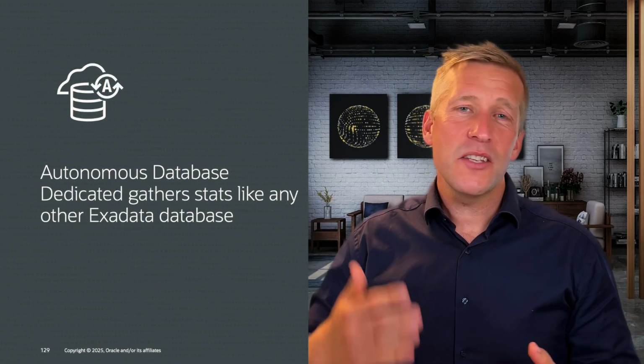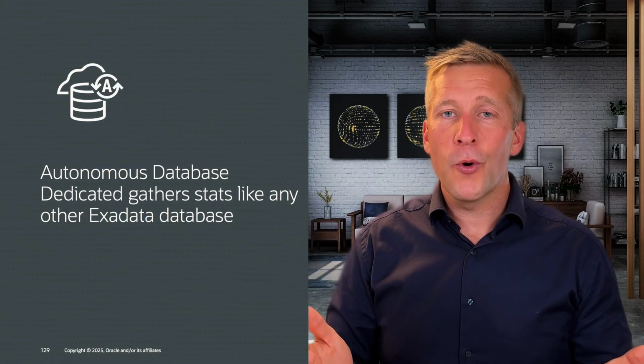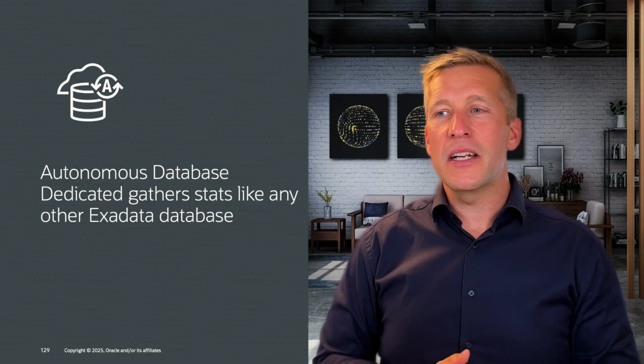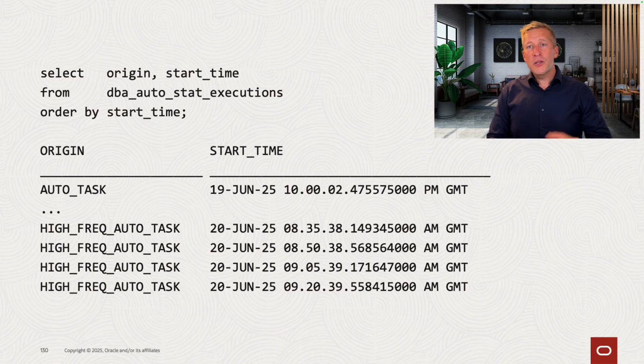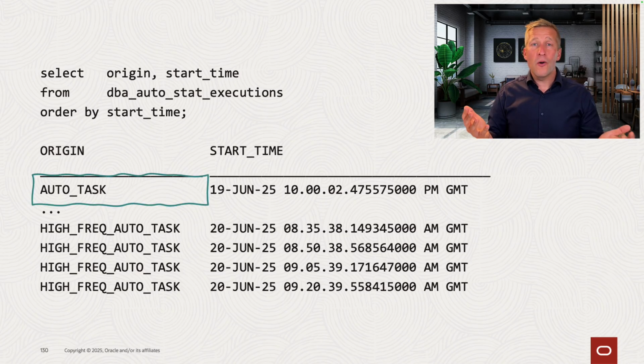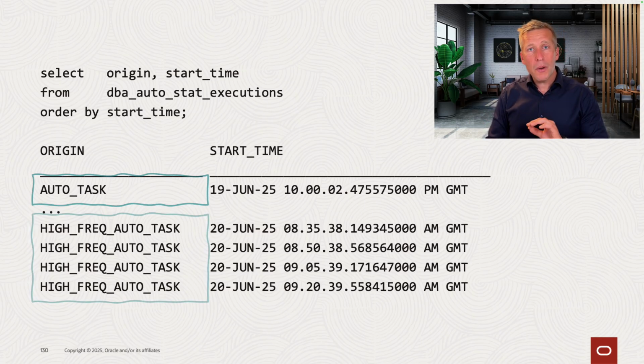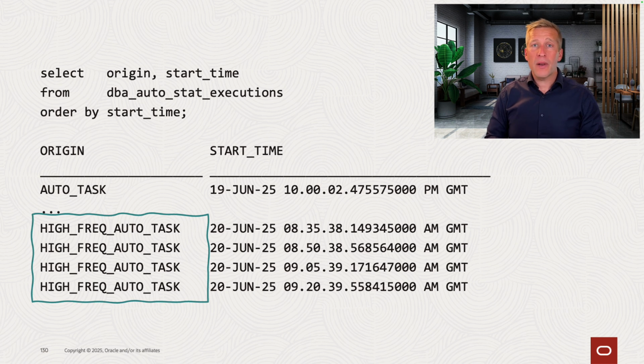In Dedicated, it is very simple. Statistics works just like any other Exadata system. You don't have to worry much. You can use the DBMS AutoStat executions view to see what is going on in your database about automatic statistics gathering. You have the regular auto task which runs in the database maintenance window every night or every weekend. And then on top of that, since we are on an Exadata platform, we also have high frequency statistics gathering, which I will cover in just a second.